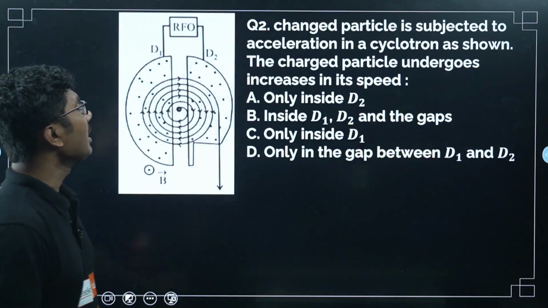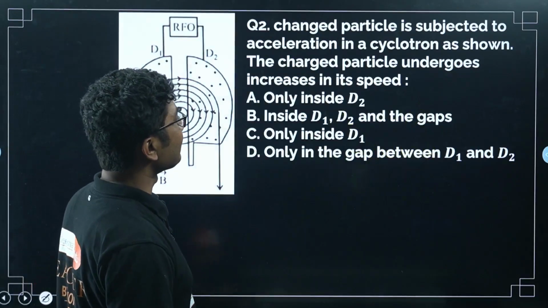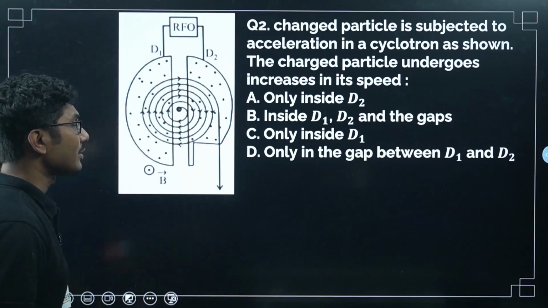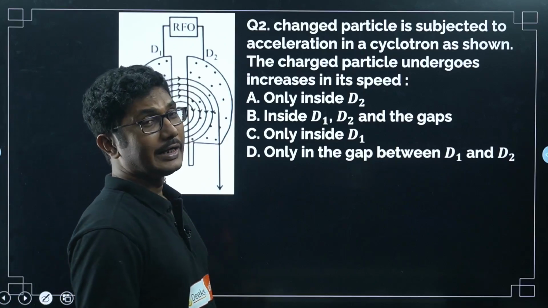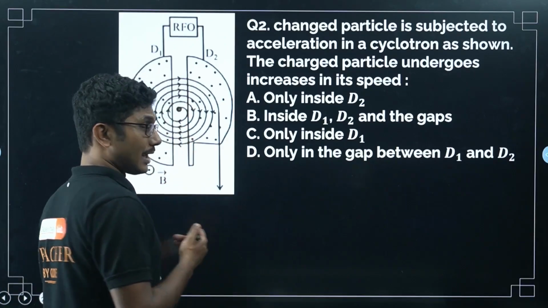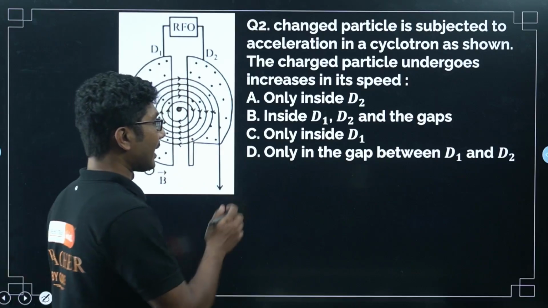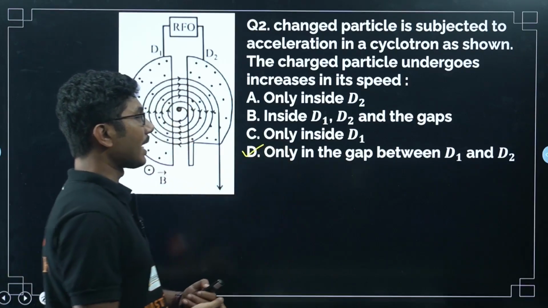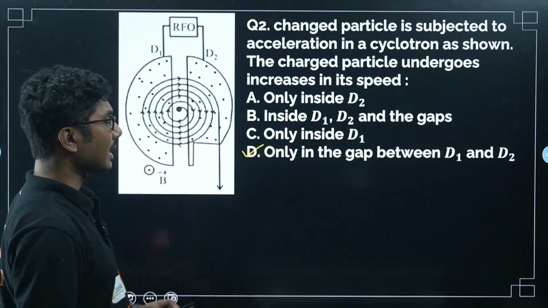So only 0 is the correct option from the given options. Now let's move on. A charged particle is subjected to acceleration in a cyclotron. As shown, the charged particle undergoes an increase in its speed. Now the cyclotron figure is deleted, but I am giving you the answer. Only the gap between D1 and D2 is the correct answer.